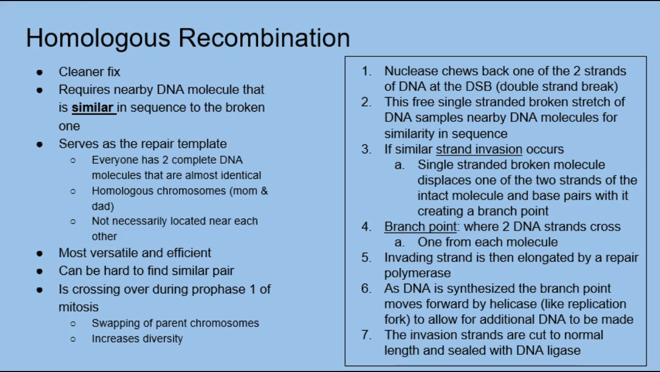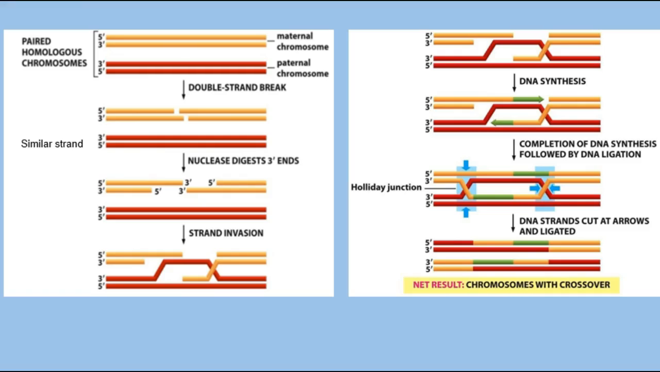The process of homologous recombination is first done by using a nuclease that chews back one of the two strands of DNA at the double-stranded break. This frees a single-stranded broken stretch of DNA that samples nearby DNA molecules for similarity in sequence. If a similar sequence is found, strand invasion occurs, which is where a single-stranded broken molecule displaces one of the two strands of the intact molecule and base pairs with it, creating a branch point. The branch point is where two DNA strands cross, one from each molecule.